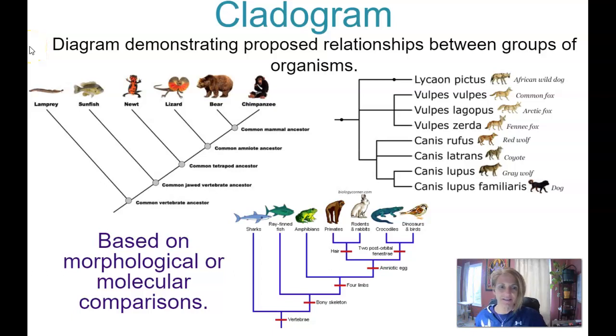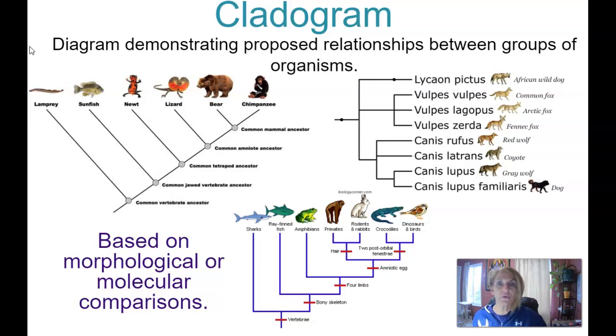Okay, AP Biology, let's talk a little bit about cladograms. Cladograms are basically diagrams that demonstrate proposed relationships between groups of organisms. They're not necessarily an evolutionary tree. They don't include all of the organisms within a group or an evolutionary line. It's just a comparison of a group of organisms that are chosen by the scientists, right? So you could choose any group of organisms and then create a cladogram to see how they're related.